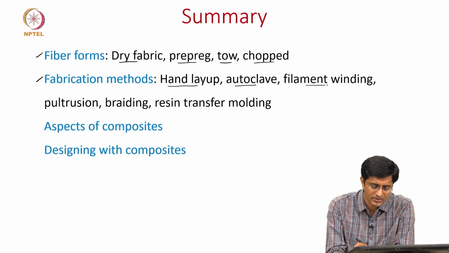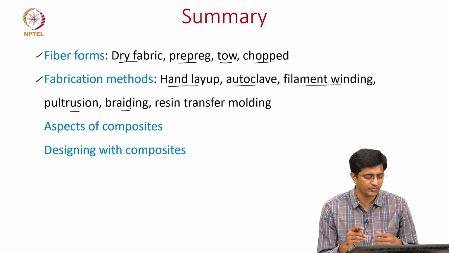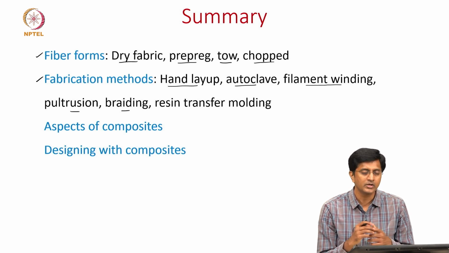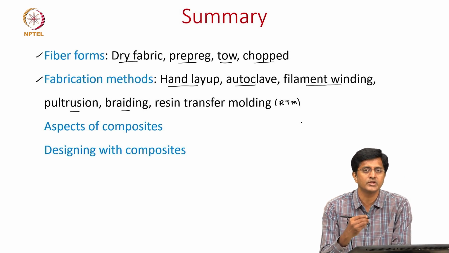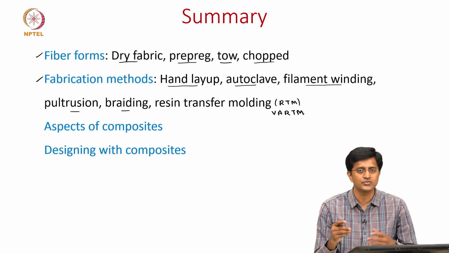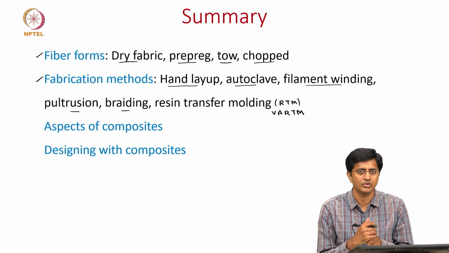And we also looked at filament winding, pultrusion, and braiding. These are the different methods where we can start with a spool of fiber to come to composite structures. And lastly, we also looked at resin transfer molding, which we call RTM, but the most common of these is the vacuum assisted resin transfer molding, where we use vacuum to infuse the epoxy or the resin into the fabric material.